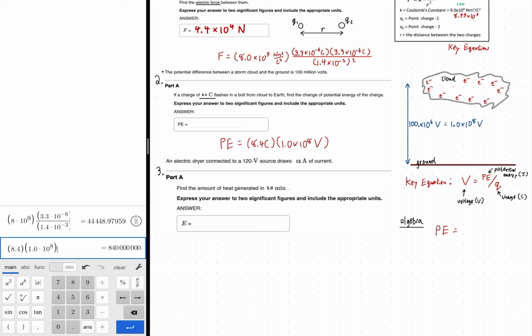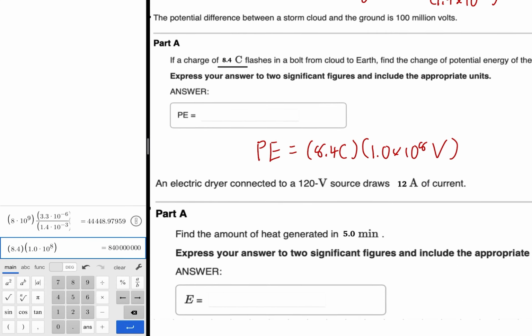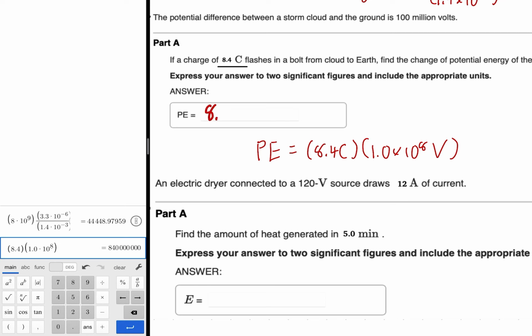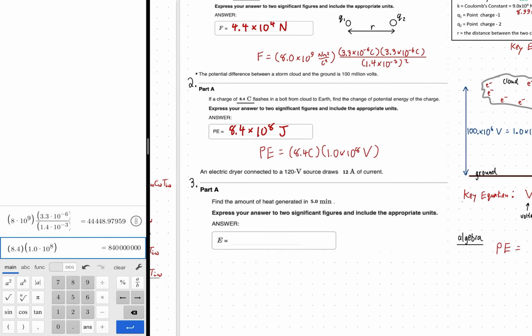And we see then that we get energy of 8.4 times 10 to the 8th, of course, right? Because it's 840 million. What are the units? Joules. So that's how much energy we would get if we could completely harness that built up charge in the cloud relative to the ground. Okay, so let's write in our answer. I forgot that I made this even larger. I'm going to bring it back down to 0.6. So 8.4 times 10 to the 8 joules of potential energy.